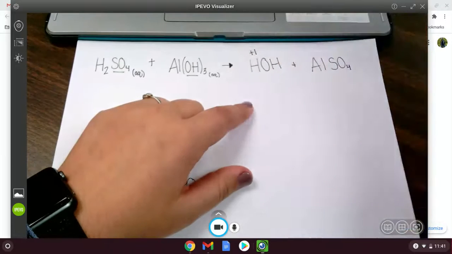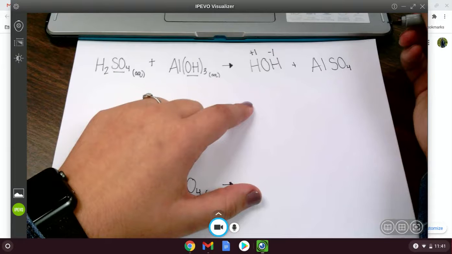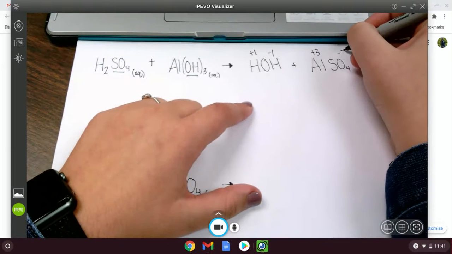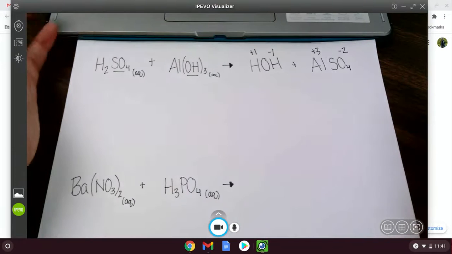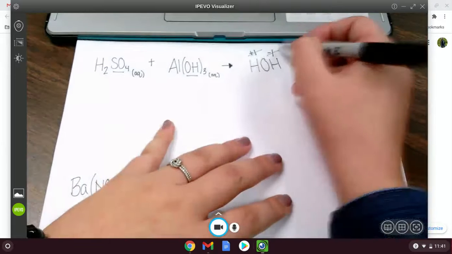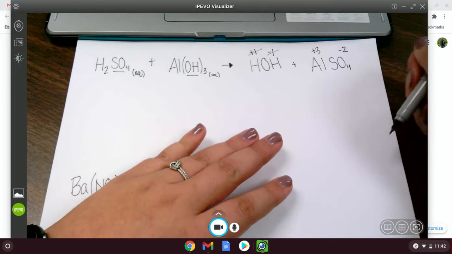Hydrogen always has a +1. Hydroxide always has a -1. Aluminum has a +3, and sulfate has a -2. You can determine these charges by looking at your periodic table. So a +1 and a -1, those are going to cancel out, okay? A +3 and a -2, we got to switch.